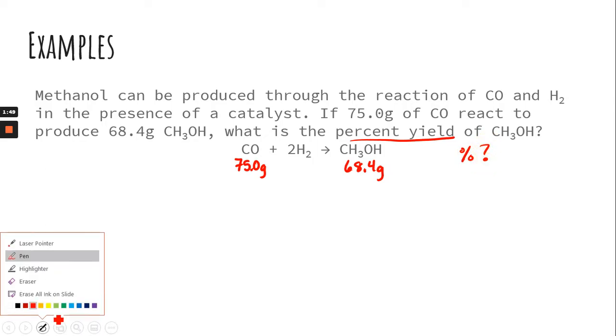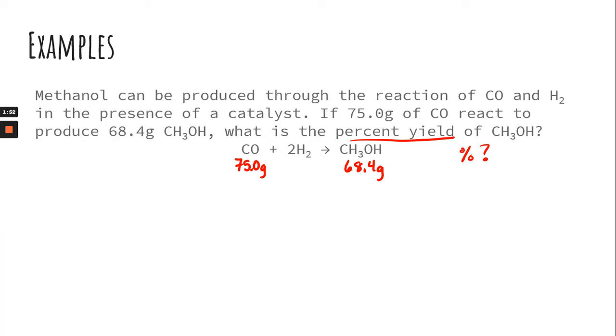The actual yield has to be given to you in the problem. The actual yield is the actual amount of product that was formed. So since methanol is our product, this is the actual yield. And so it's going to become our job to figure out the theoretical yield, so then we can find the percent. So to find the theoretical yield, you always start with the given that's listed with the reactant.